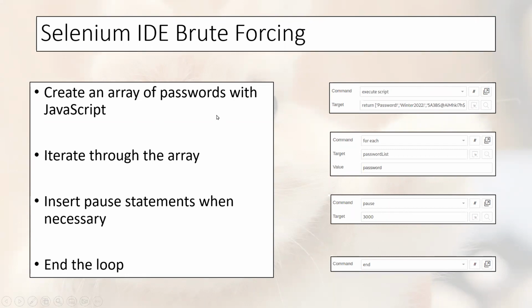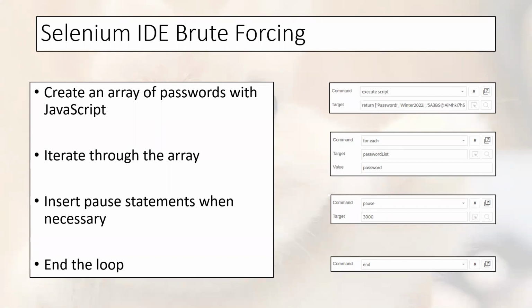Basically, you would create an array of all your passwords right here. And then the next step, you'd define your loop. And so password list would be the name of that loop. And then password would be your iterator. I put in here the pause command.